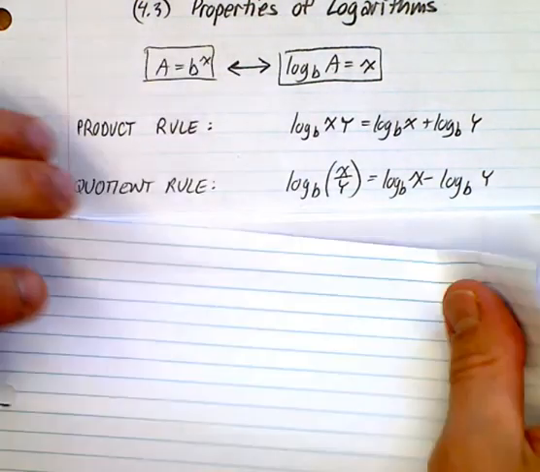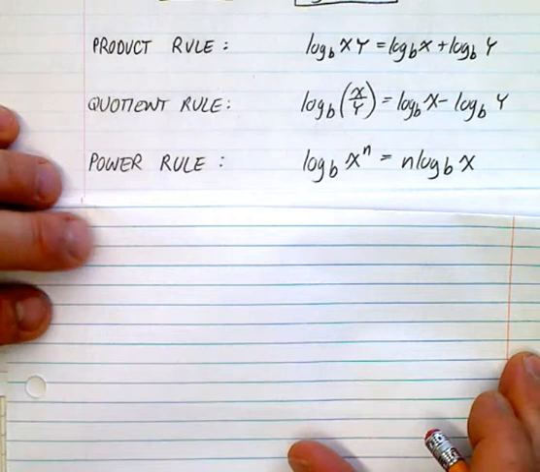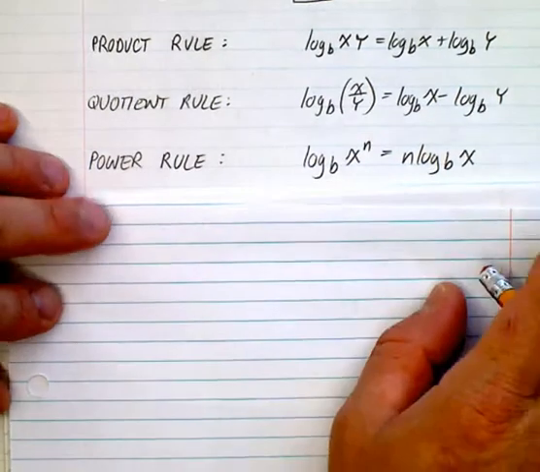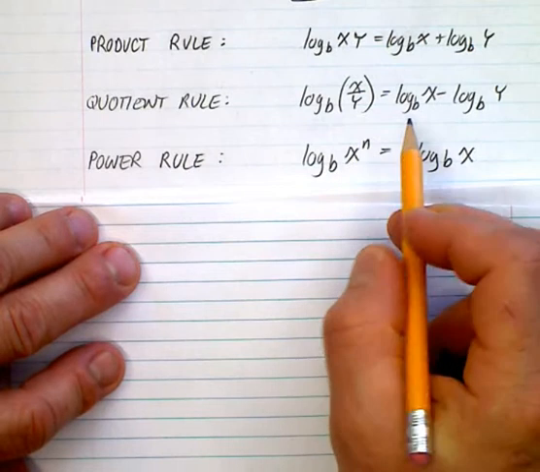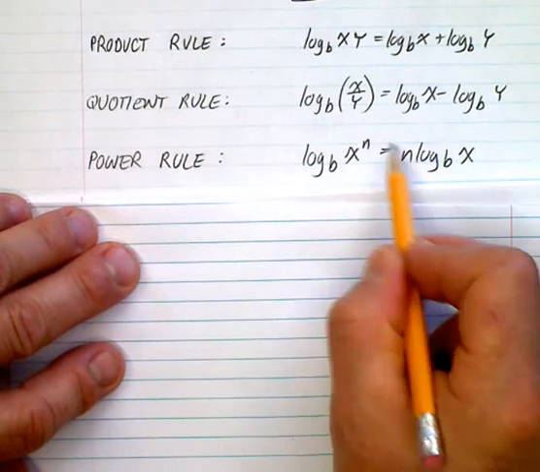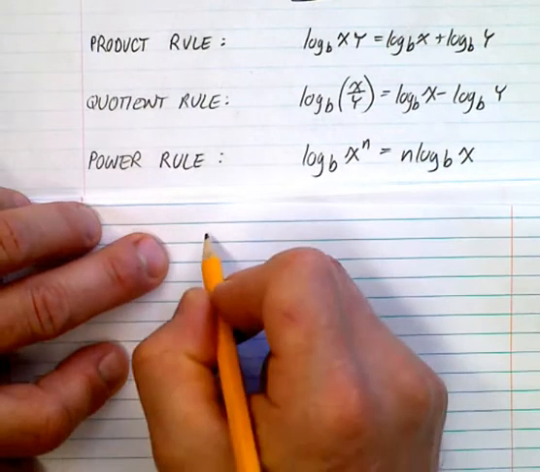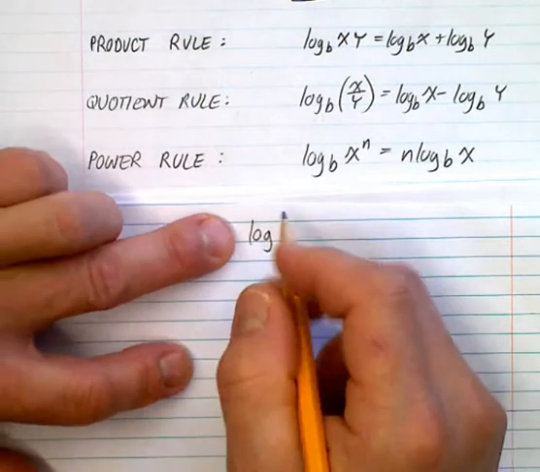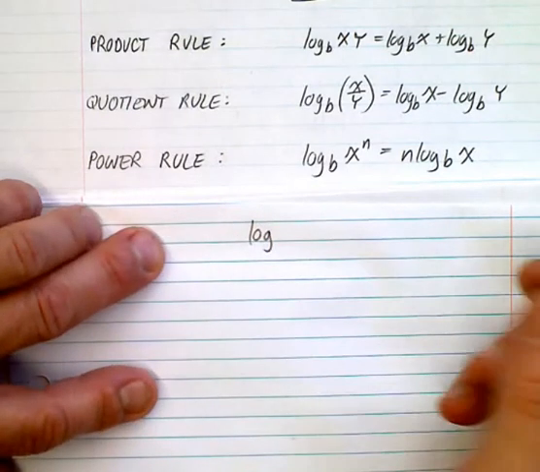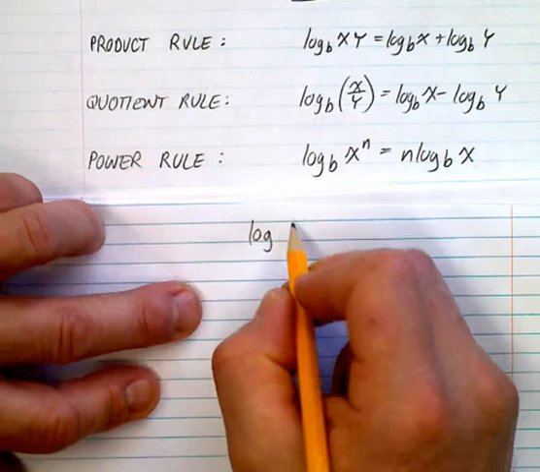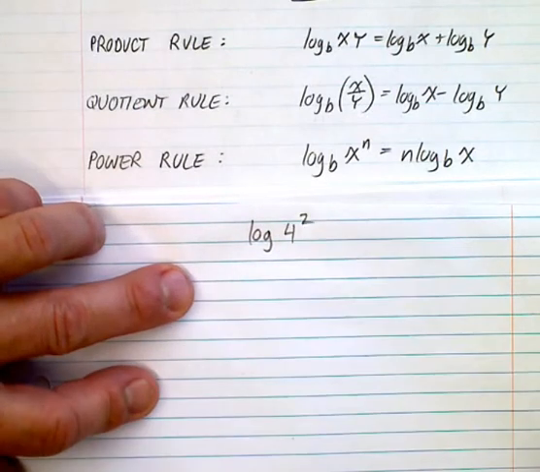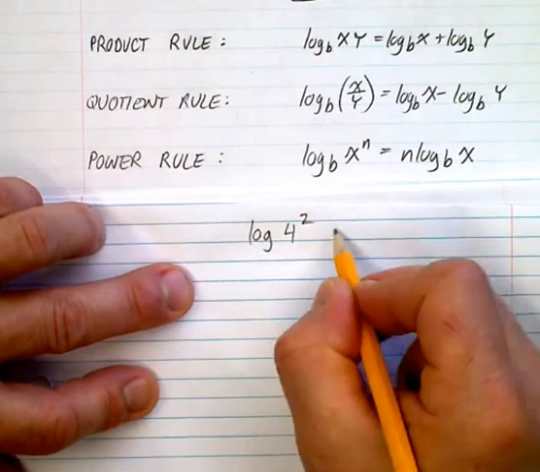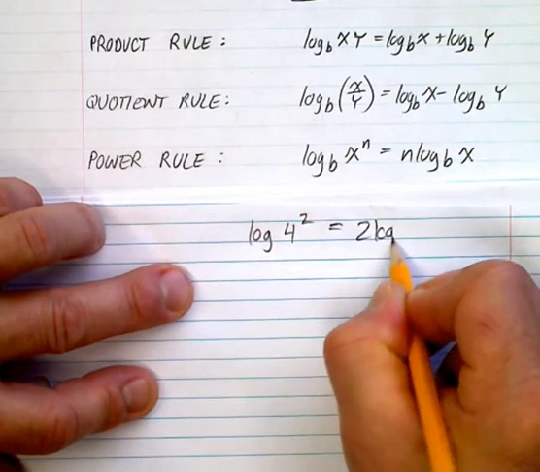Now the next thing is the power rule. Now we know a power to a power is a multiplication. And this is what happens. Look, power to a power, so boom, it ends up being a multiplication. What happens is this: if you have log, let's not even put a base, which means it's implying a base of 10, so log base 10 of 4 to the power of 2 would be equal to 2 log 4.